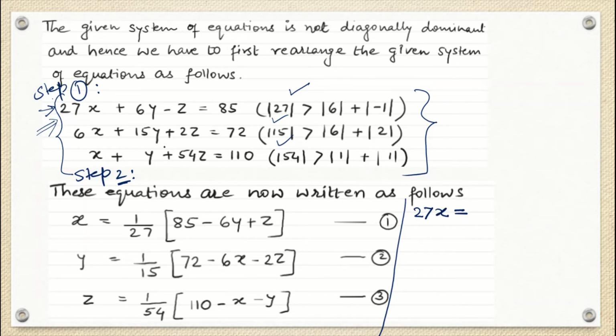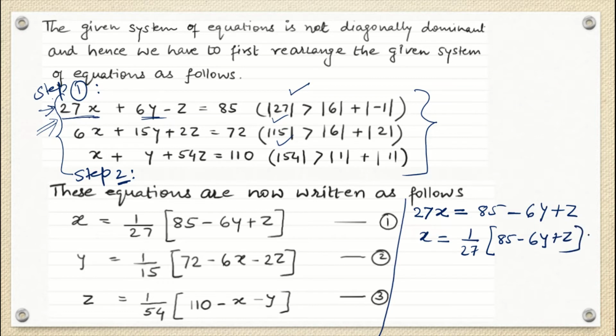Okay, so x is what? Here we see that 27x is nothing but 85 minus 6y plus z. That means x is 1 by 27 times (85 minus 6y plus z). Fine, so I'm giving this the name equation number 1.